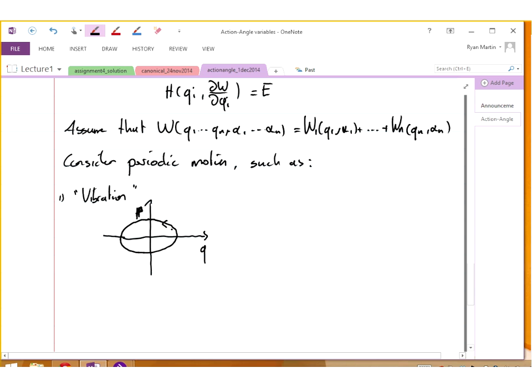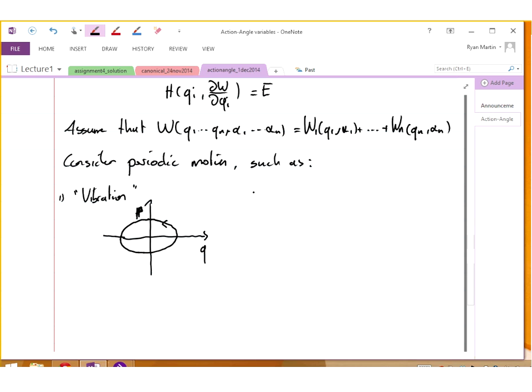Same thing with a pendulum, where it's small oscillations of a pendulum. The angle, the position of the pendulum, keeps returning to its same value, as the momentum does as well. Okay.